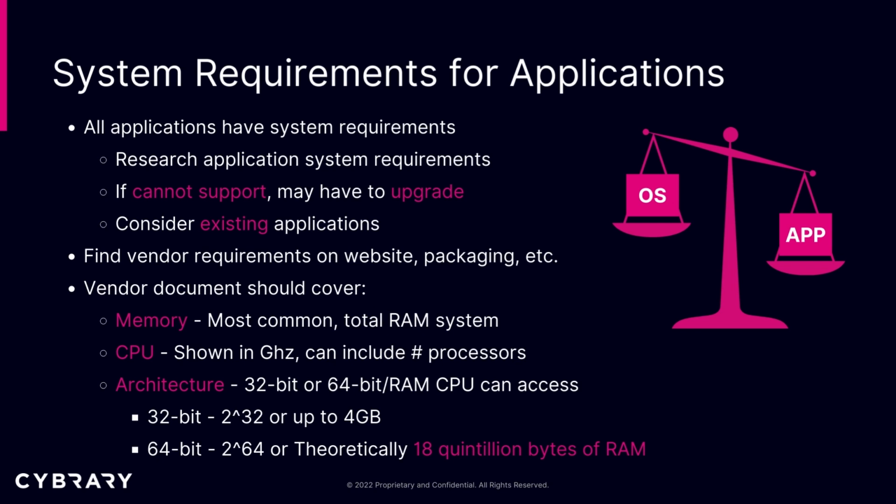One important thing to make note of is the architecture. The architecture is the architecture of your system. Is it a 32-bit or a 64-bit? The architecture is basically how much RAM the CPU can access. Now, 32-bit systems are older systems, and they had a limitation of 4 gigabytes. That was actually 2 to the 32nd power, or 4 gigabytes of RAM. Our newer systems are 64-bit systems. That's 2 to the 64th power, or theoretically 18 quintillion bytes of RAM.